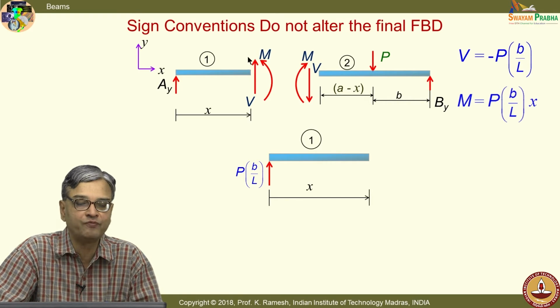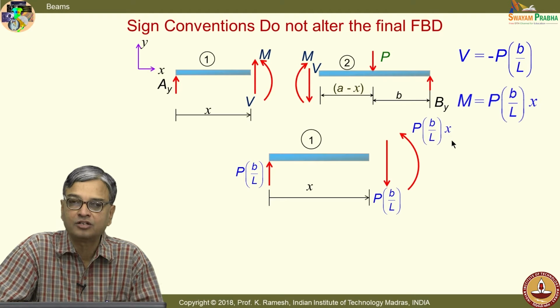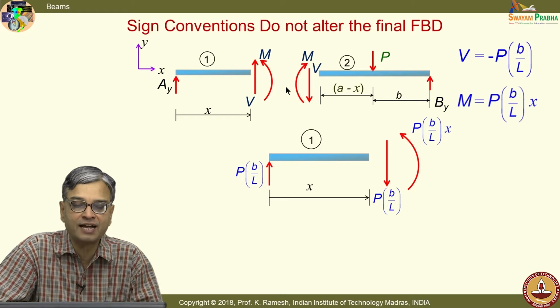So, here I have assumed V as positive in this manner. My answer gives V as minus PB by L. So, when I write the actual free body with the corrected direction, I would have the shear force like this. And the bending moment, we have taken anti-clockwise as positive. My mathematics also has given me the bending moment as positive. So, I do not need to change anything on the direction. So, that is what you get when you interpret your answers after getting started with some directions.